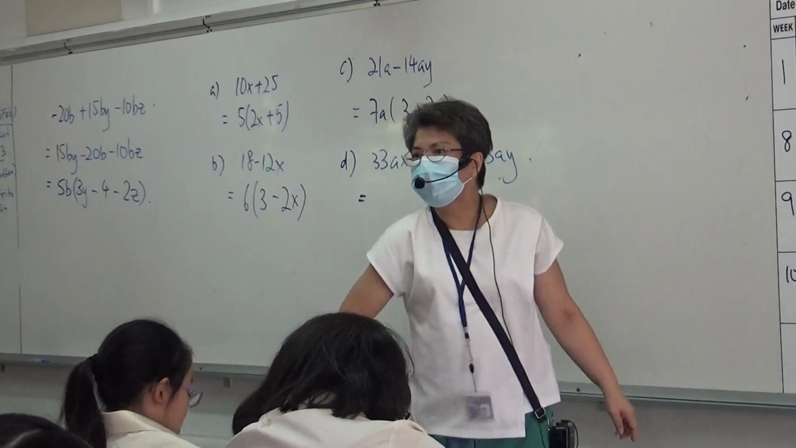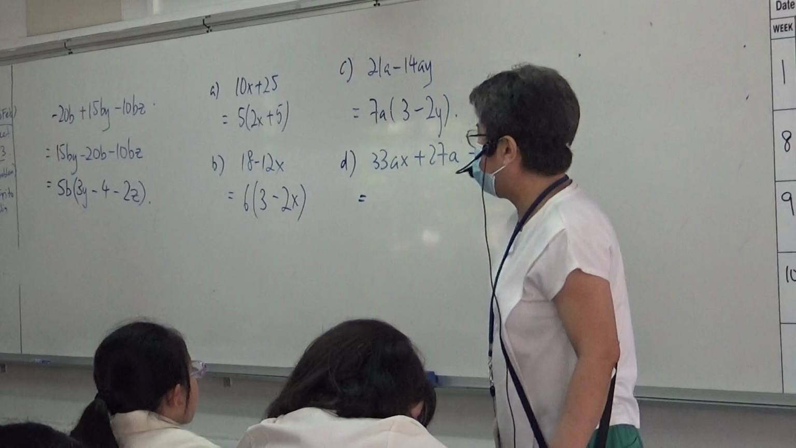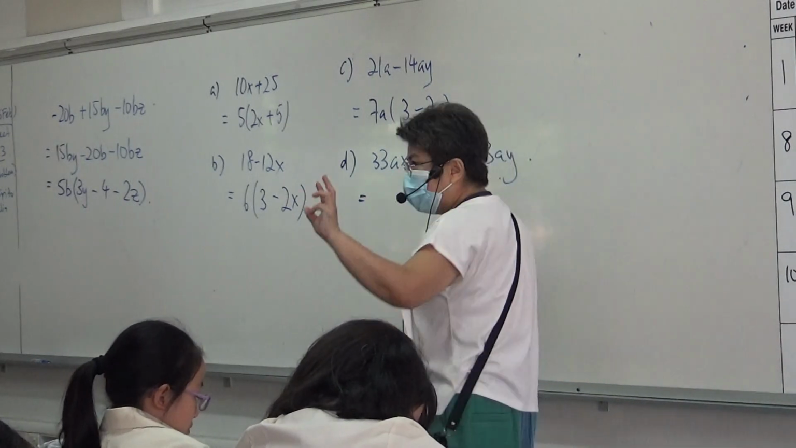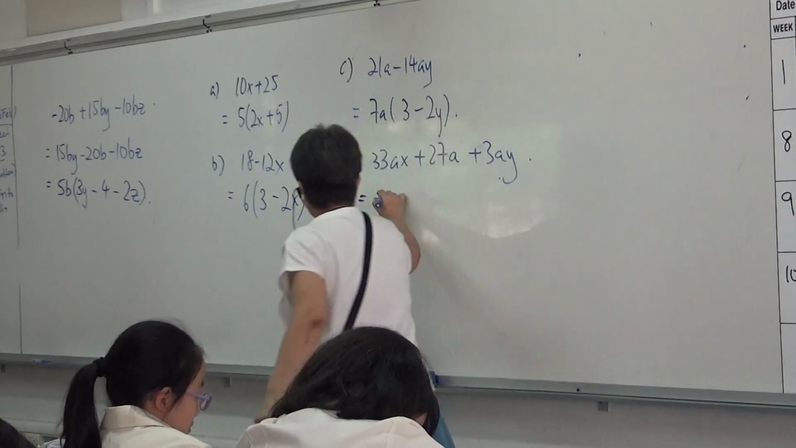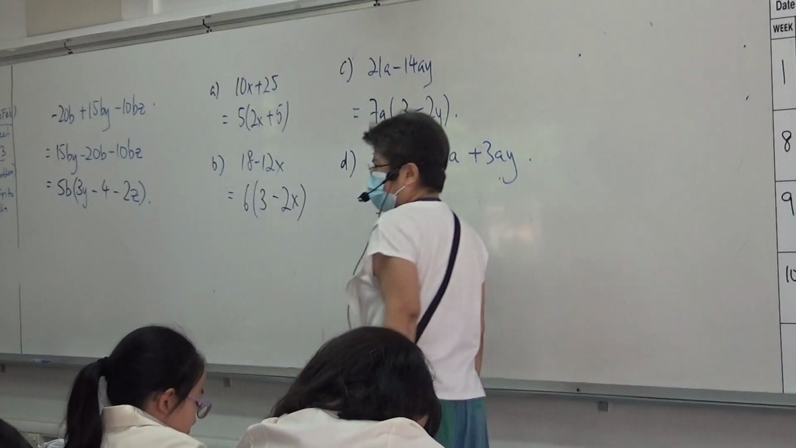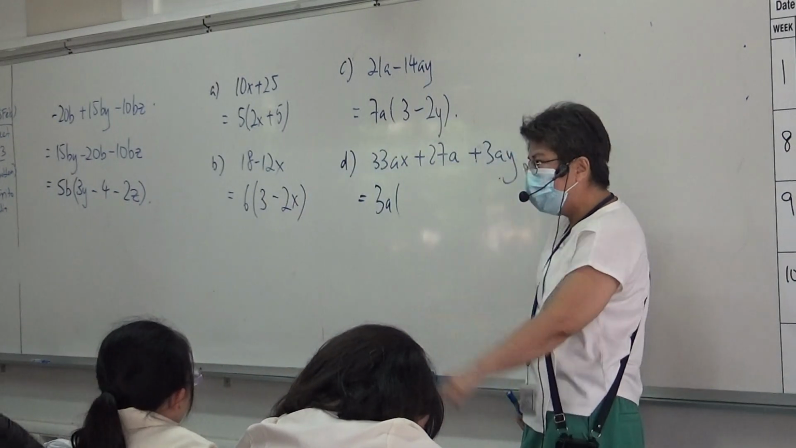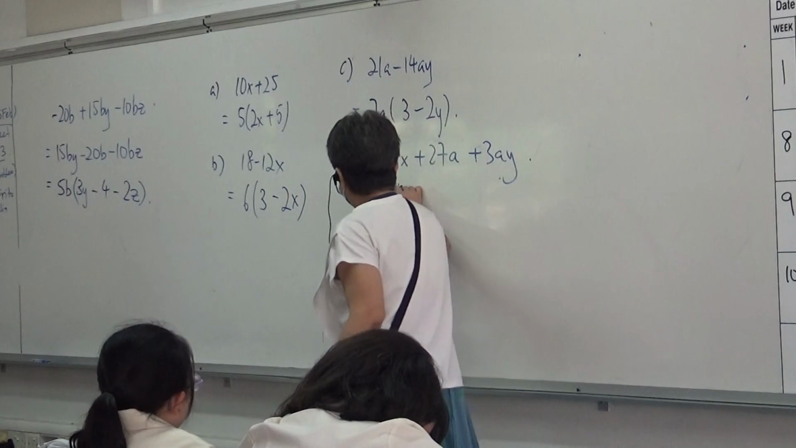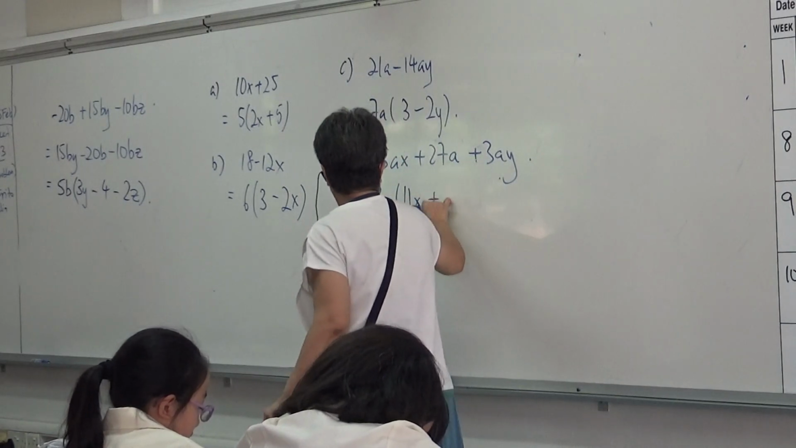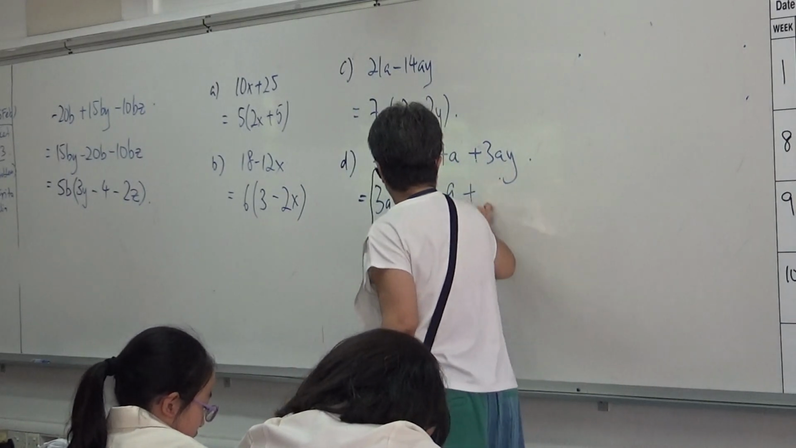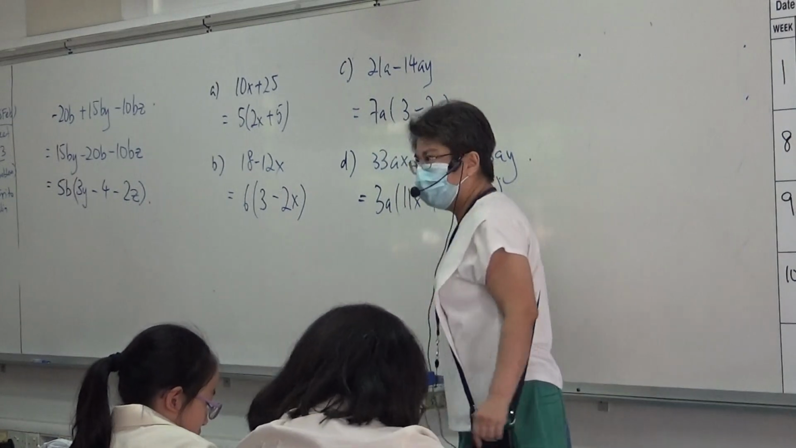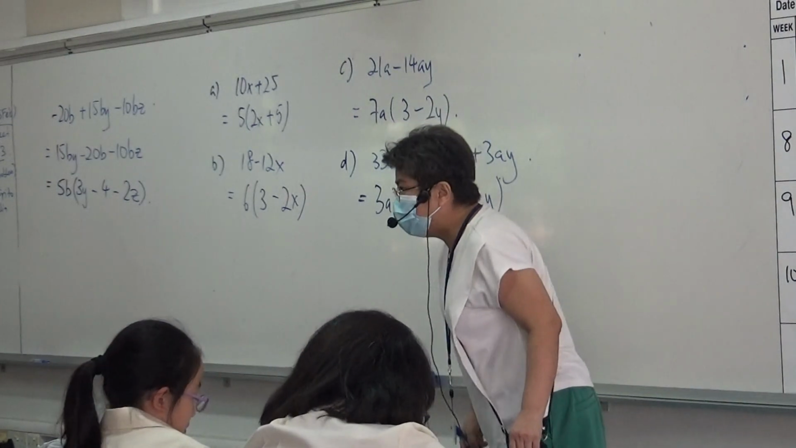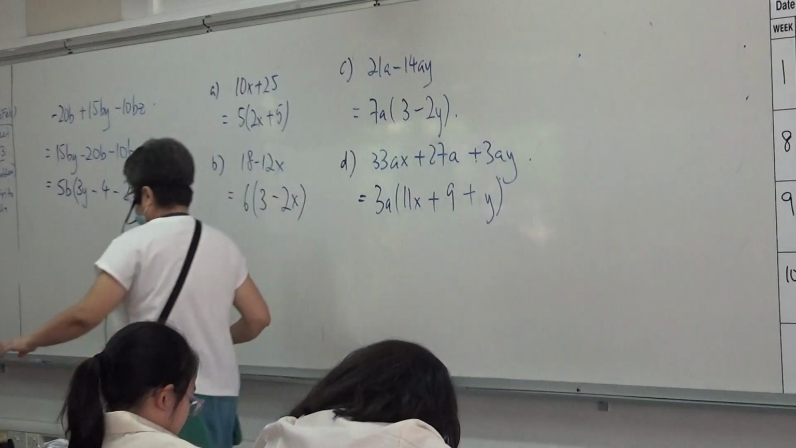Can you tell me what numbers can be taken out? Take out what? 3. Okay. Letters? A. Okay, so I take out 3A. You must know what to do with it, right? What's that? 11x plus 9 plus 1. Better now? Okay. Alright, next one.